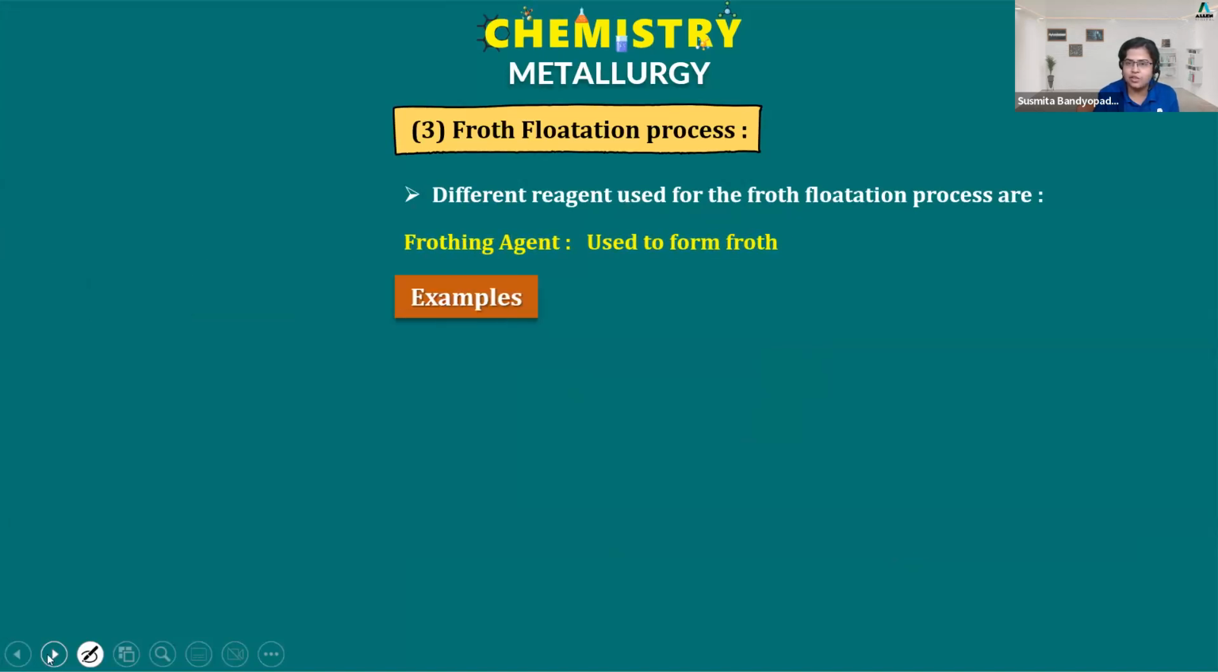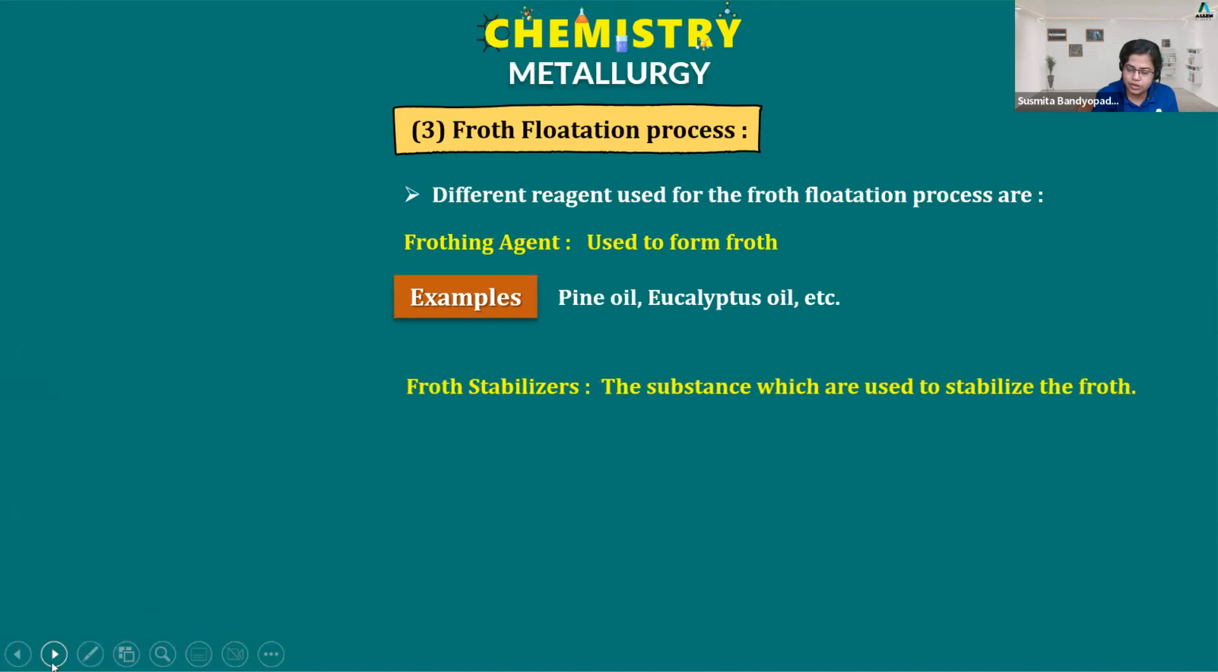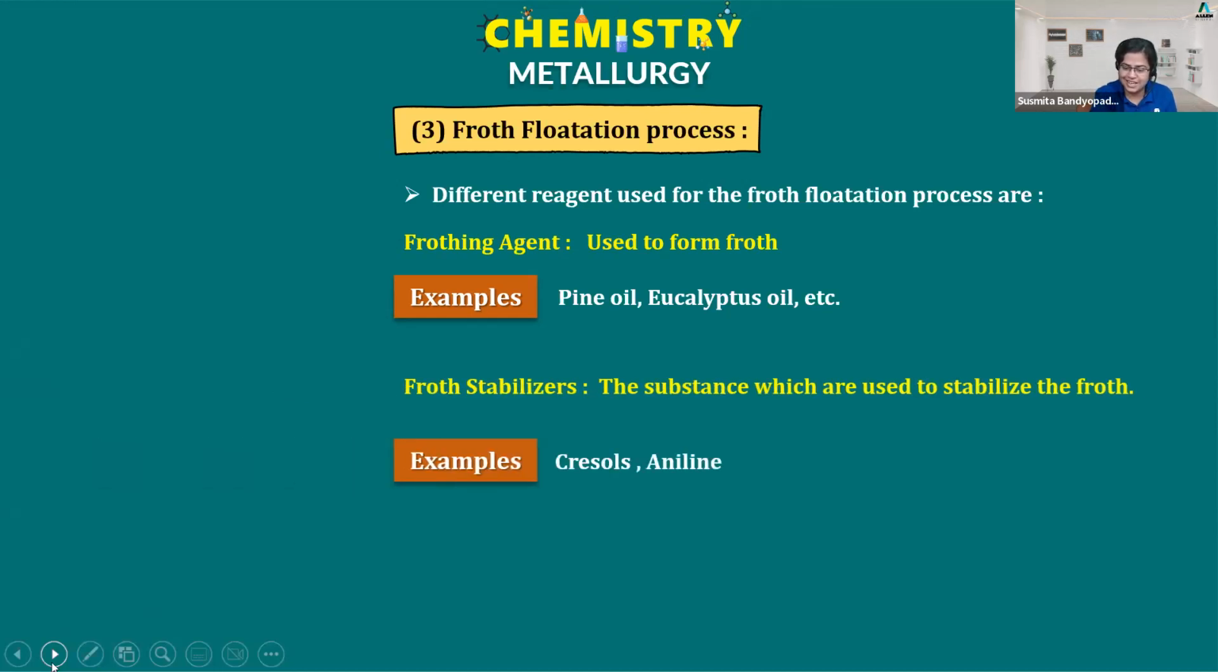Frothing agent. Without oil, froth will be formed. Without soap, that froth will be formed just like that. Without that Rin powder or whatever, Surf Excel powder, or Tide or whatever you want. So, frothing agent is oil, pine or eucalyptus oil, I just now mentioned, so that the froth remains stable. These questions are asked in the exam. If I am giving some time to certain things, that's the reason.